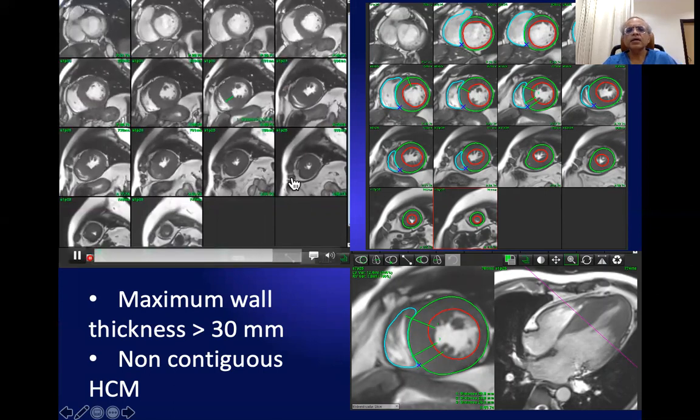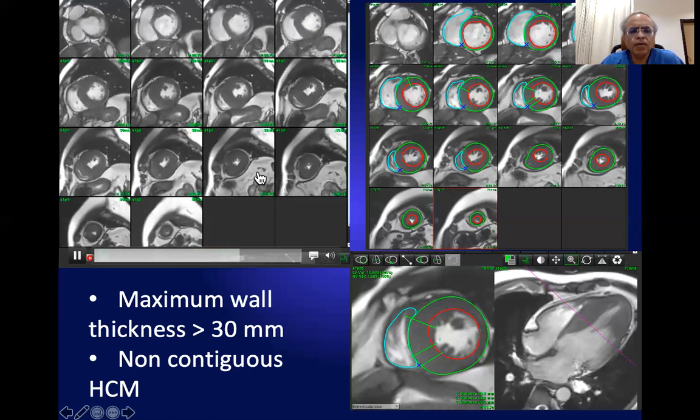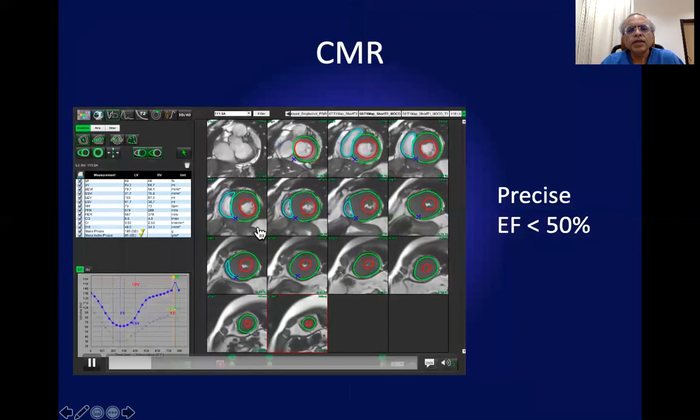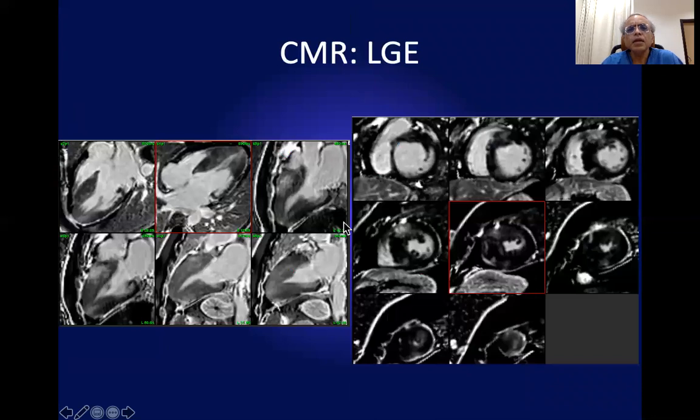So that's the power of MRI to give you very crisp pictures to pick up this non-contiguous hypertrophy in hypertrophic cardiomyopathy. Then you can get a very precise ejection fraction. If you properly delineate the endocardium and the epicardium, you will get an ejection fraction and also the LV mass. Then you can look at what gadolinium is retained 10 minutes after giving the gadolinium bolus. Wherever the gadolinium sits in the myocardium, those are the areas which have a lot of fibrosis, replacement fibrosis. So you can see that our patient has a lot of fibrosis here.